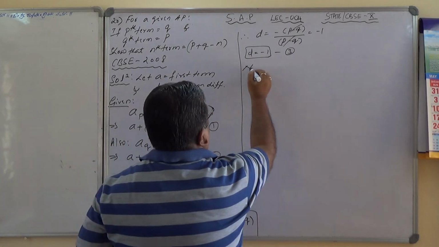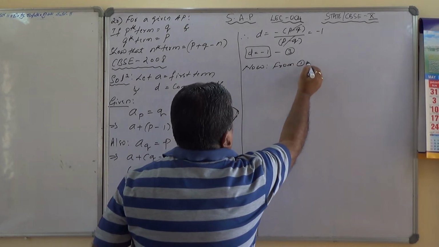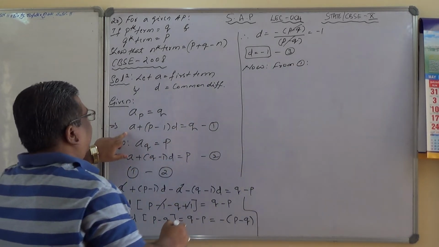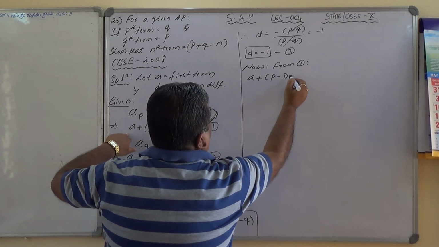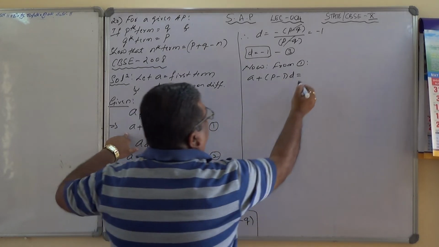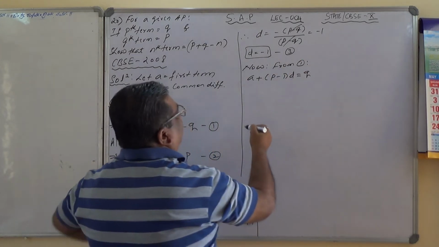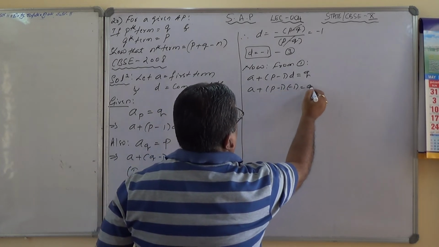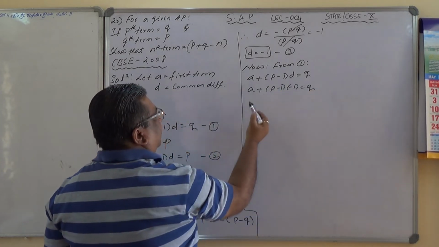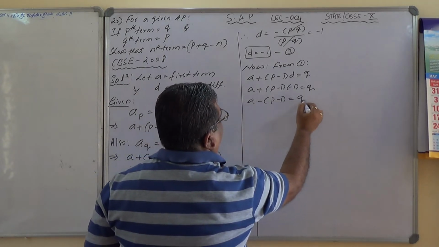Now from 1, this one: A plus (P minus 1) into D equals Q, isn't it? Now substitute the value of D here. A plus (P minus 1) times minus 1 equals Q. Take this minus this side. A minus of (P minus 1) equals Q.